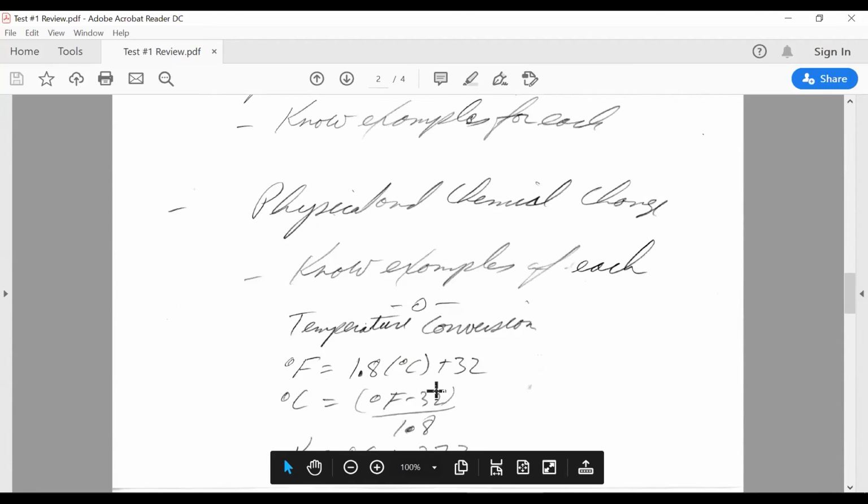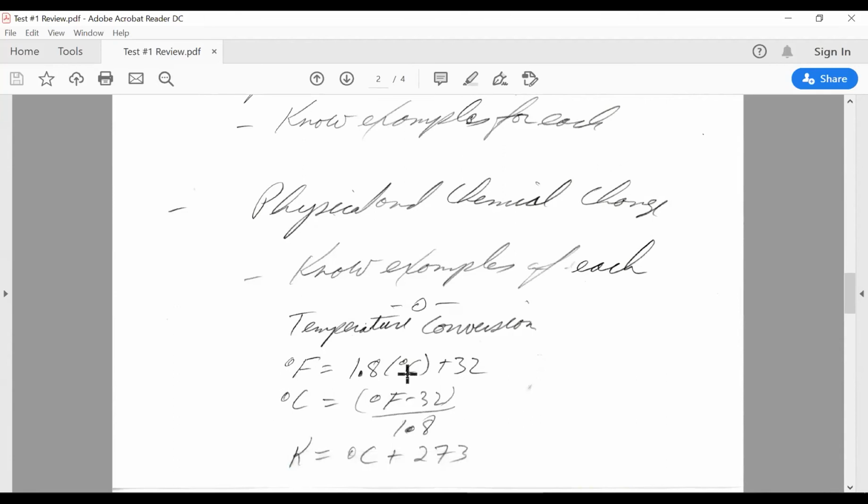We have 3 formulas. I gave these to you. Going from Celsius to Fahrenheit, 1.8 times degrees Celsius plus 32. And remember, 1.8 and 32 are exact numbers. Therefore, this number, degrees C, tells you how many significant figures your answer should have.